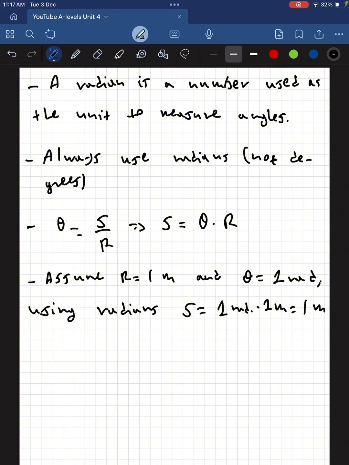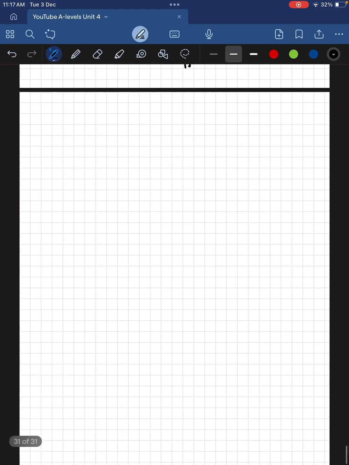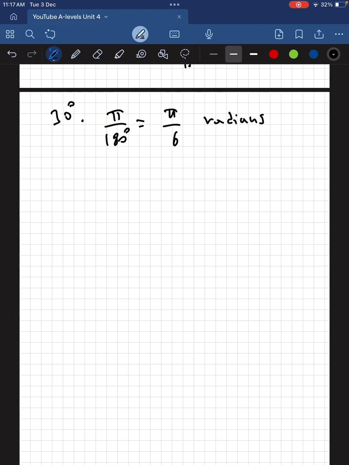So how do we convert between radians and degrees? If we are given an angle in degrees, we just simply multiply by pi over 180 degrees to get theta in radians. And if we are given an angle in radians, we do the reverse. So we multiply by 180 degrees over pi to get theta in degrees. And let's do 2 simple examples. So for example, 30 degrees times pi over 180 degrees gives you pi over 6 radians. So 30 degrees is pi over 6 radians.